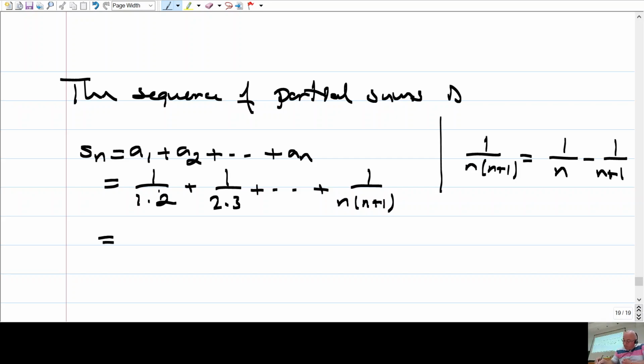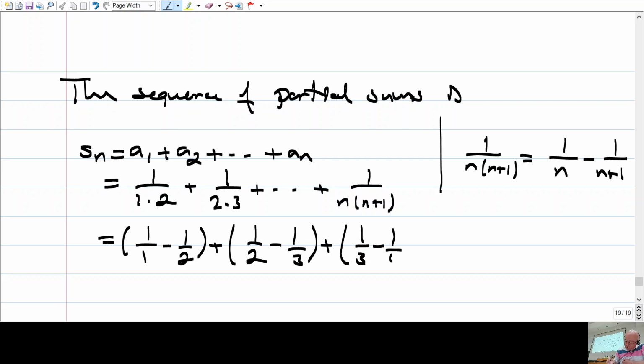So, for the first term, then I can write the following. This is just 1 over 1 minus 1 over 2. For the second term, I can write 1 over 2 minus 1 over 3. And then 1 over 3 minus 1 over 4. Up to where? 1 over n minus 1 over n plus 1.